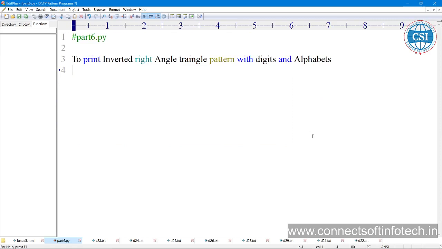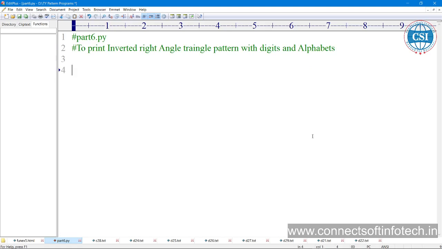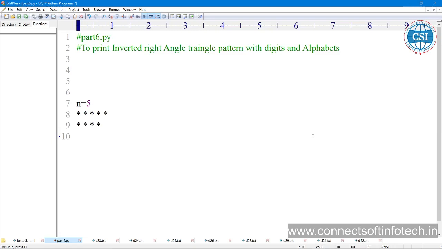Okay, so let us see how we are going to print this pattern. The first pattern I want to print: suppose you are entering the number of rows, that is 5. So I want to print in the first row 5 stars, in the second row 4 stars, in the third row 3 stars, in the fourth row 2 stars, and in the last row 1 star. So it's an inverted right angle triangle pattern with the fixed character, that is asterisk.